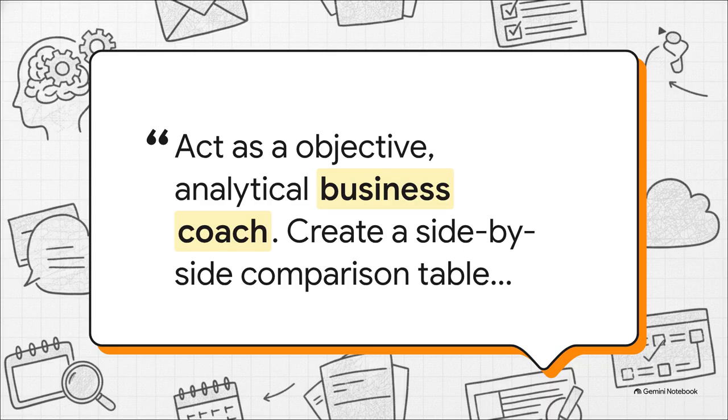So how do we actually put this boss mentality into practice? Consider this exact prompt. Act as an objective, analytical business coach. Create a side-by-side comparison table detailing the pros, cons, and long-term trade-offs. I call this the Explain My Options hack. Instead of lazily letting the AI make a choice for you, which, by the way, can trigger those hallucinations, you use this prompt to shift the heavy cognitive load of structuring and organizing data entirely onto the AI, all while keeping yourself firmly in the driver's seat for the actual final judgment.